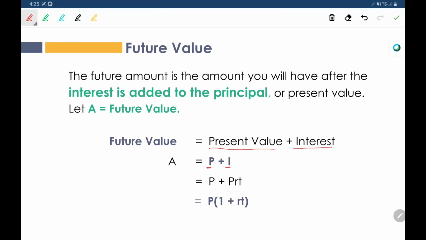And as we know, I is equal to PRT. So you replace I with PRT. Then you have the same P, right? You bring the P outside. P times 1 is P, so you leave P outside, and you get 1 plus RT inside parentheses. So you can say that the future value can be found from this formula, A equals P(1 plus RT).